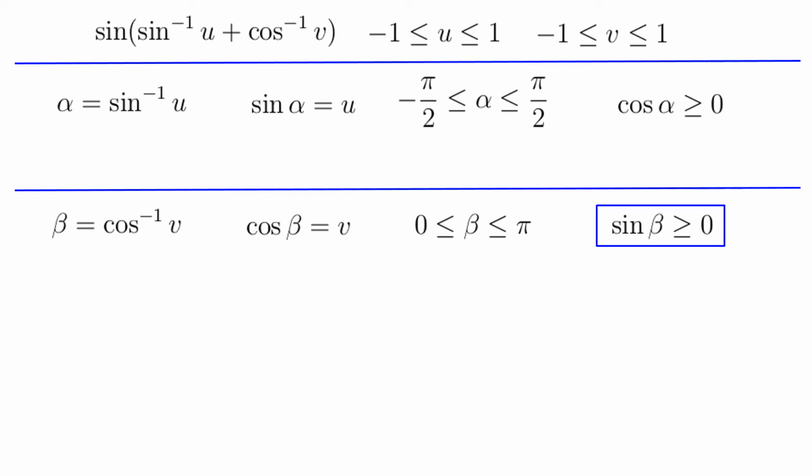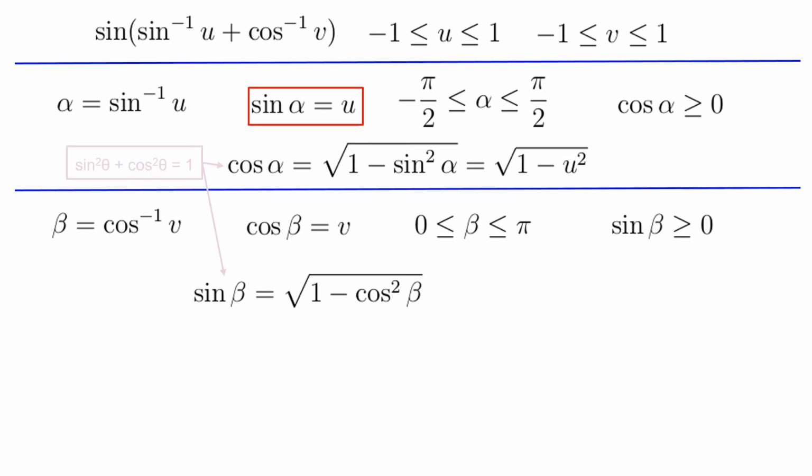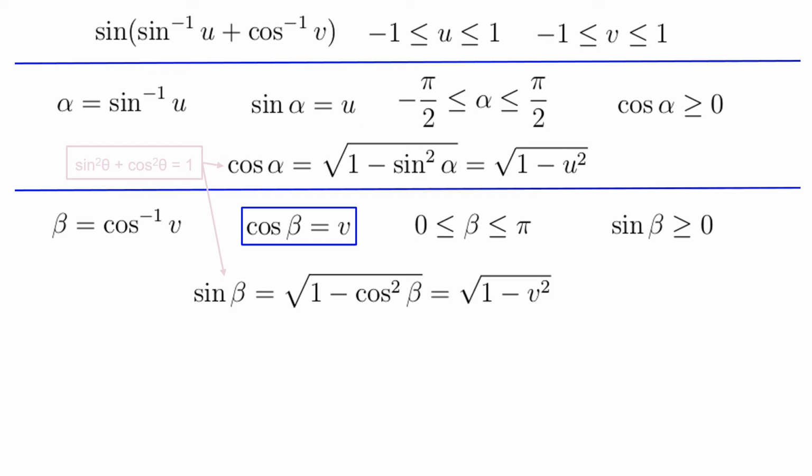We can use the trig identity sine squared theta plus cosine squared theta is equal to 1 to rewrite cosine alpha and sine beta. Cosine alpha is equal to the square root of 1 minus sine squared of alpha, and sine beta is equal to the square root of 1 minus cosine squared beta. Now we substitute u for sine alpha, yielding cosine alpha is equal to the square root of 1 minus u squared. Then we replace cosine beta with v, and we get sine beta is equal to the square root of 1 minus v squared.